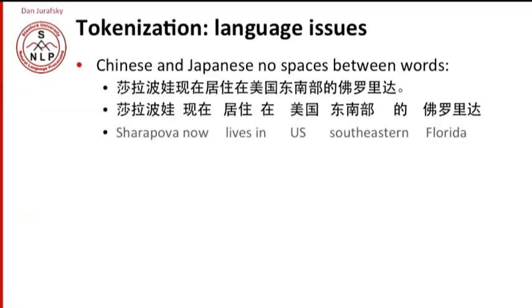In Chinese and Japanese, we have a different problem. There's no spaces at all between the words. Here we've shown you the original Chinese sentence, and now here's the sentence segmented out. So here's Sharapova now lives in US and so on. In English, we segment out. In Chinese, we don't. So if we want to do natural language processing on Chinese, for any application, we need to break things up into words. And so we'll need some way of doing that.